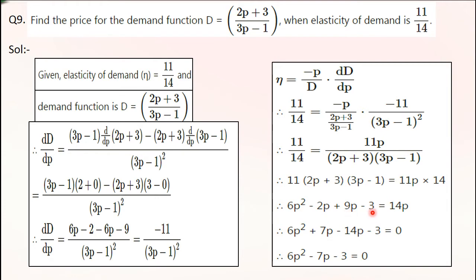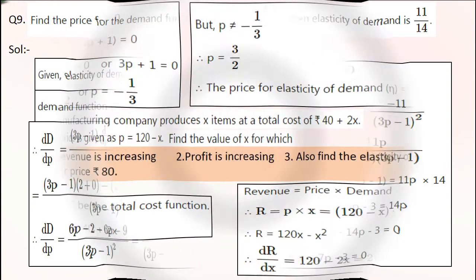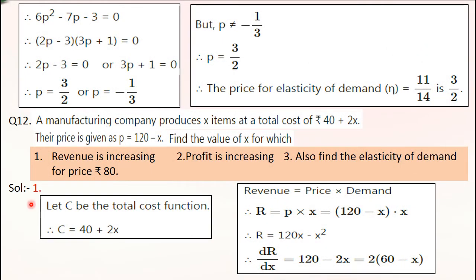Now 6P square plus 7P minus 14P minus 3 is equal to 0. Simplifying again, we get 6P square minus 7P minus 3 is equal to 0. That is a quadratic equation in P. Now we will solve this equation to find the value of P. That is the quadratic equation 6P square minus 7P minus 3 is equal to 0. You can use any method to solve this equation and find P.